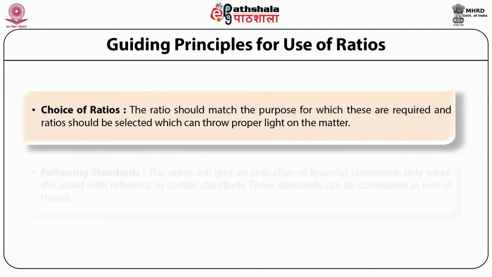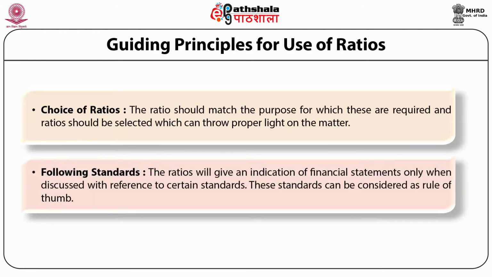Next point, following standards. The ratios will give an indication of financial statements only when discussed with reference to certain standards. These standards can be considered as rule of thumb. The comparison of calculated ratios with the standards will help the analyst in forming his opinion about the financial health of the concern.